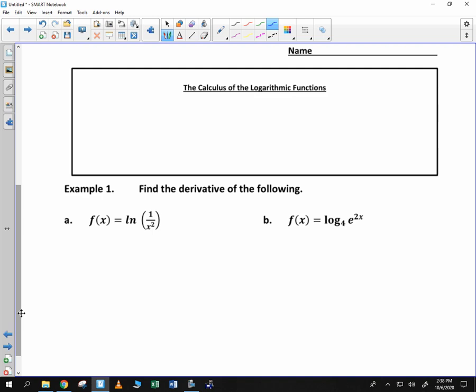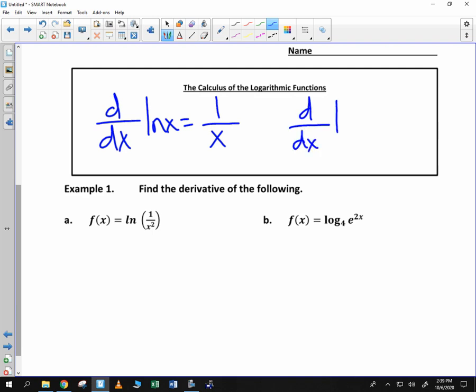So what is the derivative of the natural log function? It's 1 over x. Works out very nicely. And if you have a different base, the derivative of a log with a base of b of x is simply 1 over x times the natural log of b in the denominator.